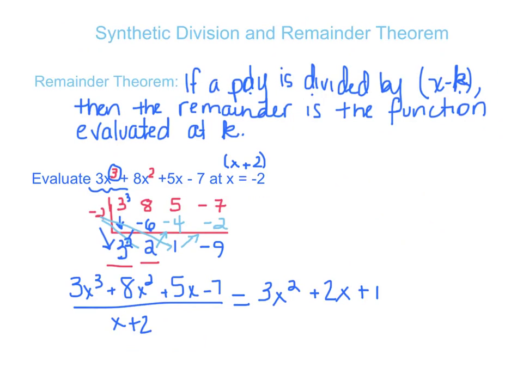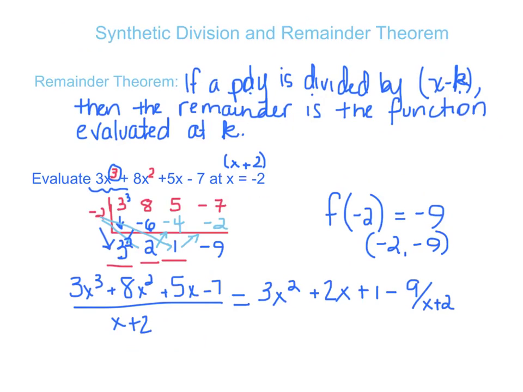Plus 1 from here. And I have a remainder of 9. So remember what I do with that. Minus 9 over x plus 2. That would be the division answer. But also remember from a couple days ago when we did synthetic substitution that this also means that the function evaluated at -2 gives me -9. So I have the ordered pair -2, -9 on the graph as well.